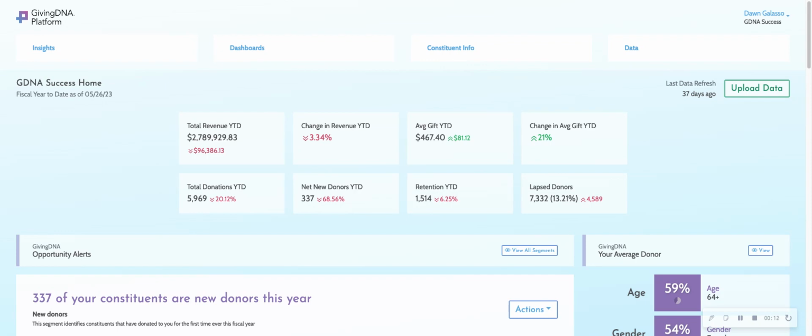This past year, they came to GivingDNA and said, we are interested in doing a combined federal campaign, and we really have never done one before, and we're not really sure how to do it. And so they worked with our client success team.